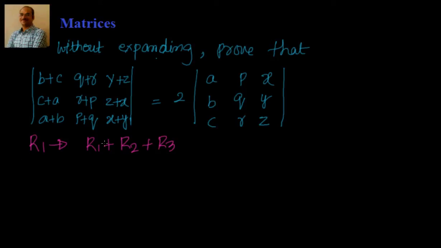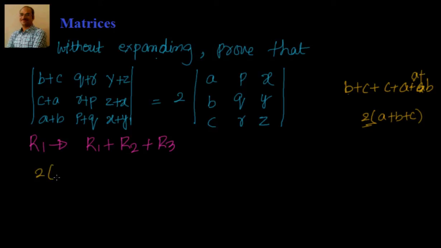So R1 is assigned R1 plus R2 plus R3. That means b plus c now becomes b plus c plus c plus a plus a plus b. That's nothing but equal to 2 into a plus b plus c. So you can see that I can get 2 out. Once I get the 2 out, then I should have some more thoughts on how to proceed. So let me do that.